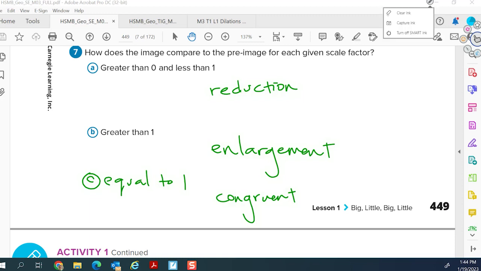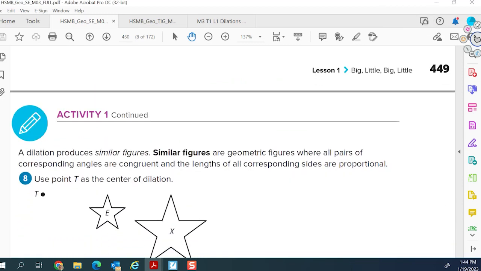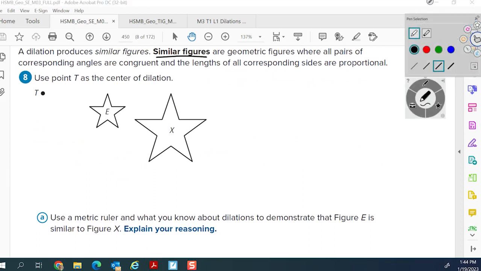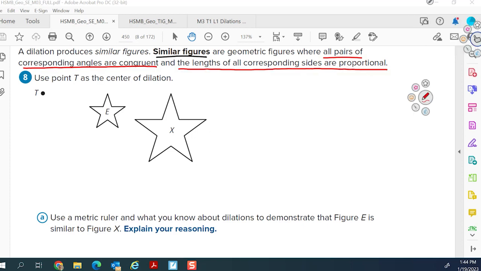Okay, so on the next page, we get the definition of similar figures. Similar figures are geometric figures where all pairs of corresponding angles are congruent. Okay, we've seen that already. And the lengths of all corresponding sides are proportional. So that's similar figures. We have congruent angles and proportional sides. Very connected with the idea of a dilation. Dilations produce similar figures.